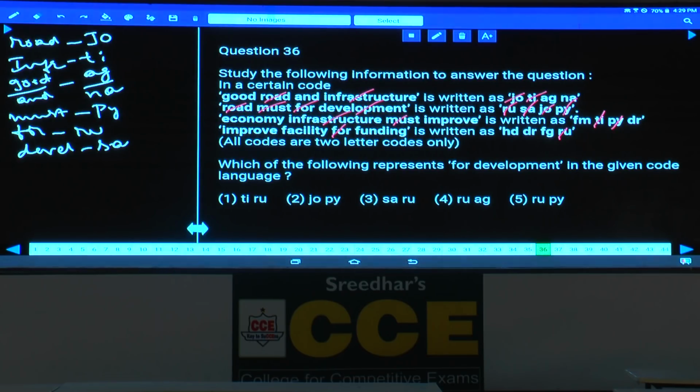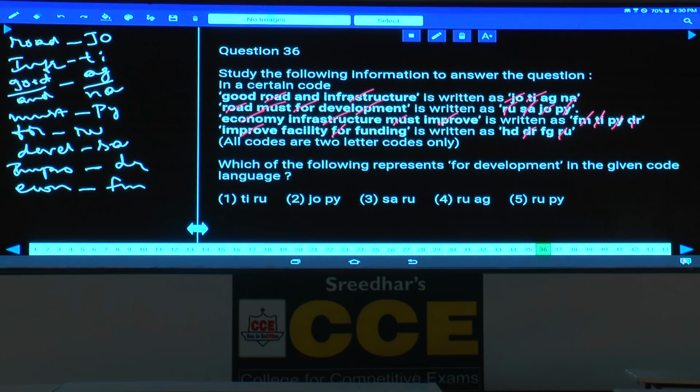Then the third and the fourth, economy and improve. Improve is the word which is common between these two. As improve is common, what is the code which is common here? FMDR. DR is common between these two, and the code for improve is DR, isn't it? DR is improve. Then what is left over here? In the third one, economy is left over. And what is the code for economy? Economy is FM. Hence, in the third one, economy is FM.